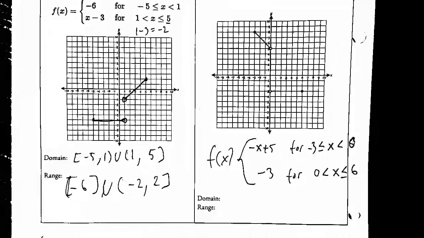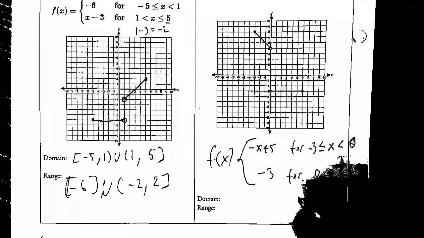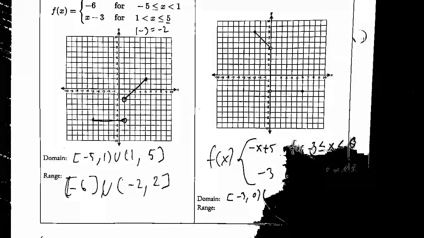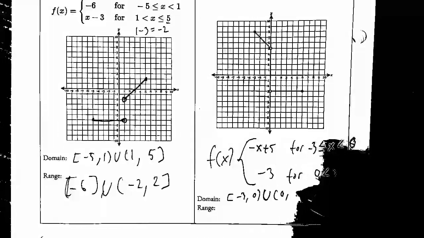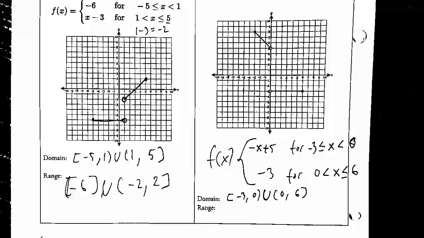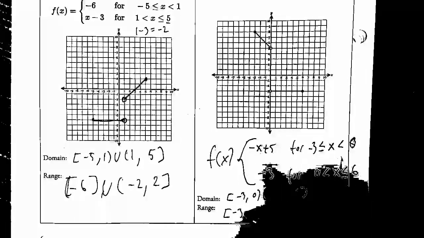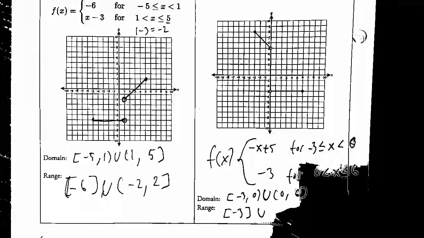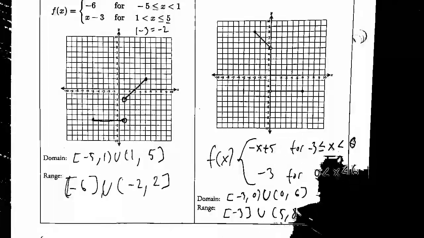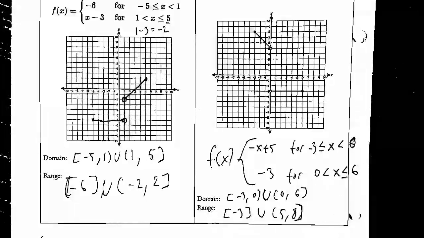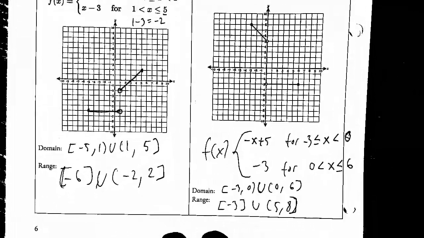Okay, so the domain for that function will be from negative 3 to 0, and then from 0 to 6, and the range would be negative 3 and from 5 to 8. So again, the domain is the x values. The range is the y values.